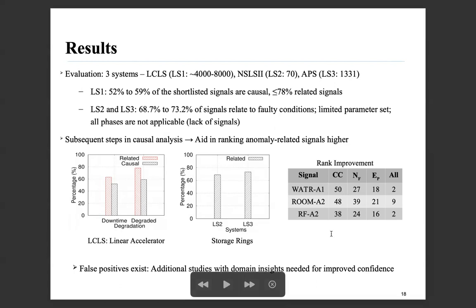And this table shows that each of these steps can help to improve the rank of the causal signal. So for example, for the faulty system, where the subsystem is water, we can improve the rank from 50 to 2 across correlation coefficient, noise filtering, and calculating the permutation entropy. However, false positives exist. We still have unrelated signals that show up in the top 50 in the ranked list. So we need additional studies, including domain insights, that can help us to improve the confidence of the ranked list.